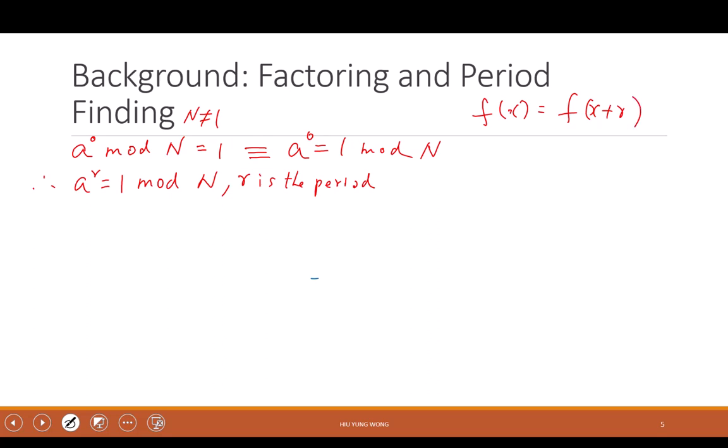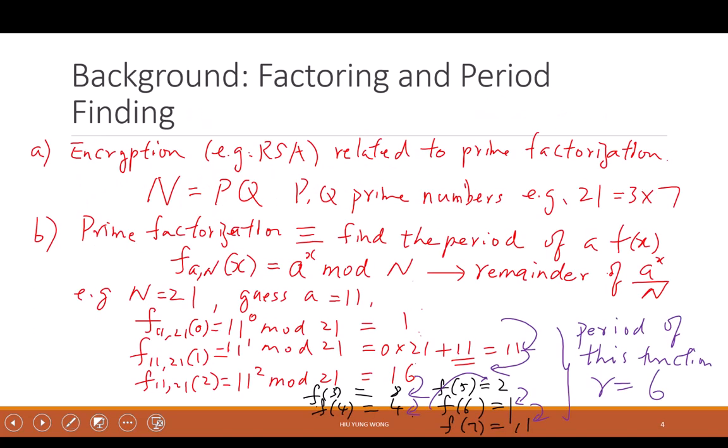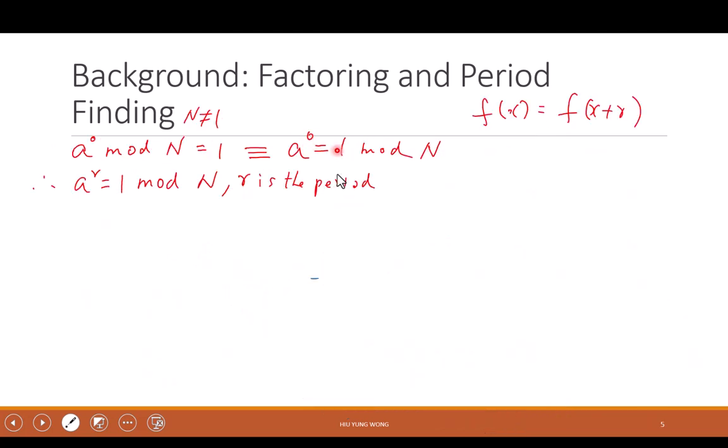After r, I get the same value. So if a to the power 0 equals 1, a to the power r must be equal to 1. Because this is exactly this function. F of x is a to the power x modulus n, and a to the 0 modulus n is the result. 1 is the result. Now, of course we are not proving here, but people have proved that already.